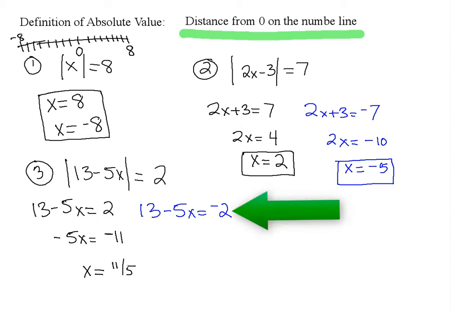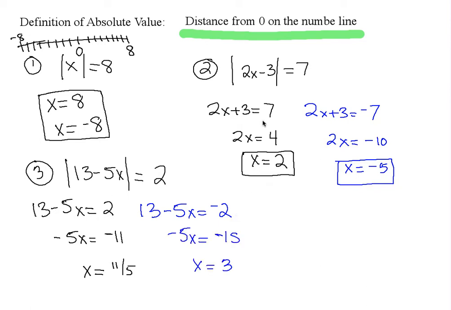Now let's take a look at our other equation. Again, we'll just go ahead and solve that like we normally would. We'll start by subtracting 13 on both sides. We end up with negative 5x equals negative 15. Dividing both sides by negative 5, we end up with a value of x equals 3. So the two values of x that I get for number 3 are x equals 11 over 5 and x equals 3.